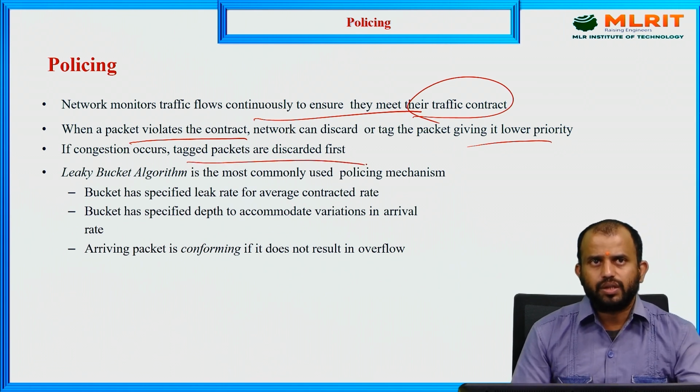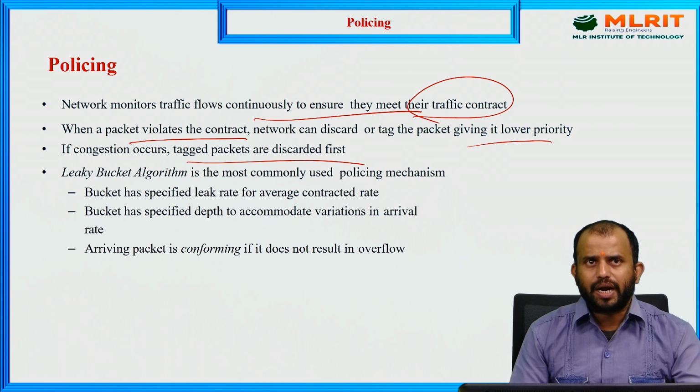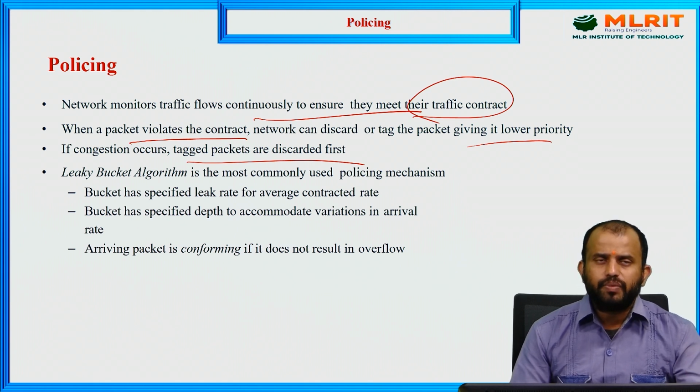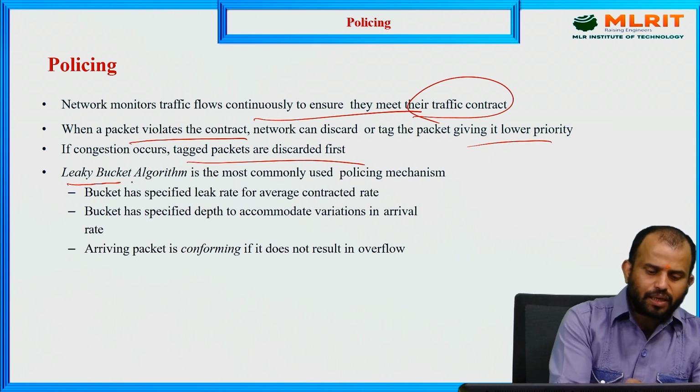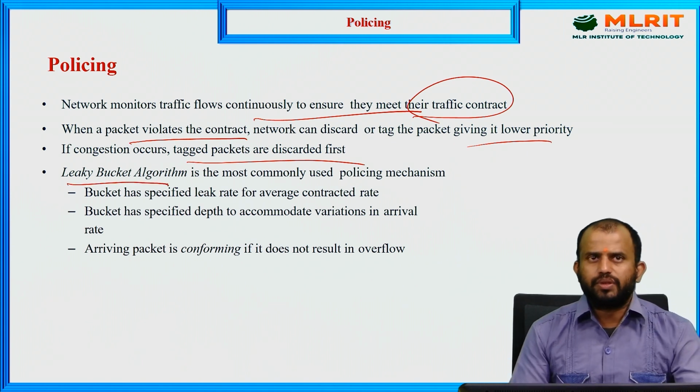Which means we have to understand the packet situation, whether the packet is violating the contract. So the network discards it or tags it as another packet, based upon the lowest priority level or highest priority level. Or else, if congestion happens, it is simply discarded and we initiate the retransmission. So how does it happen? Based upon the leaky bucket algorithm or token bucket algorithm, we have to handle this policy mechanism.